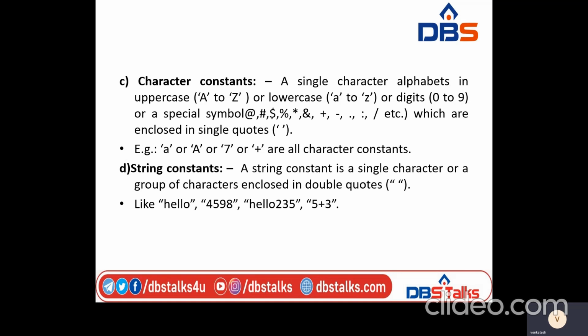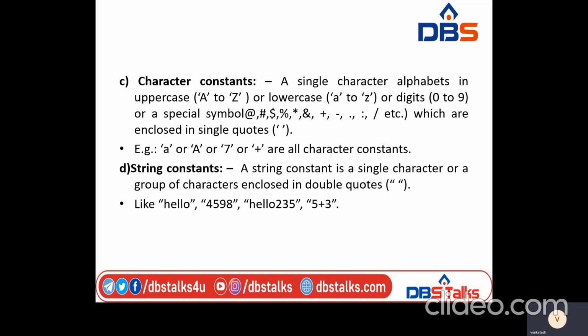For example, capital A is one character constant. It is a single character. So what is the difference between character constants and string constants? A string constant is a combination of characters, whereas a character constant is only one, which may be a character, a digit, or a special symbol.